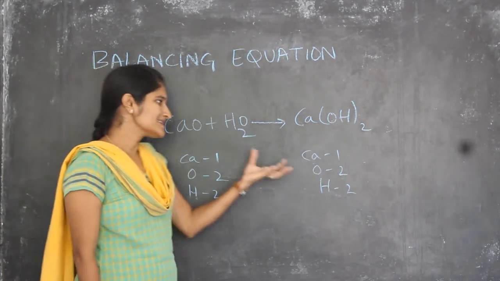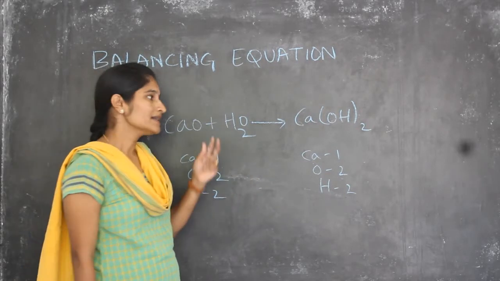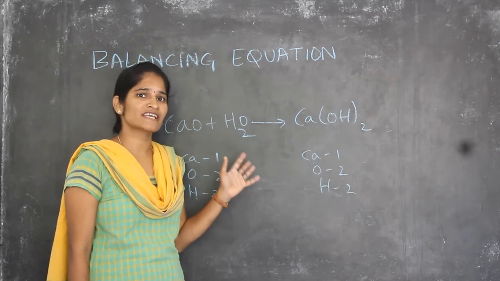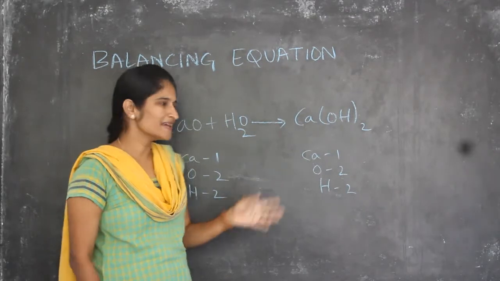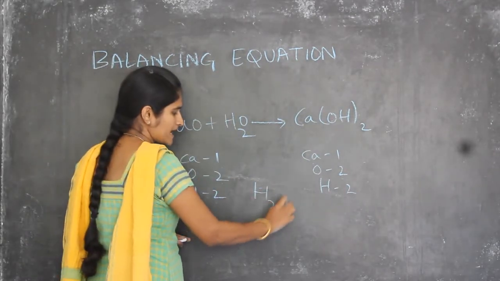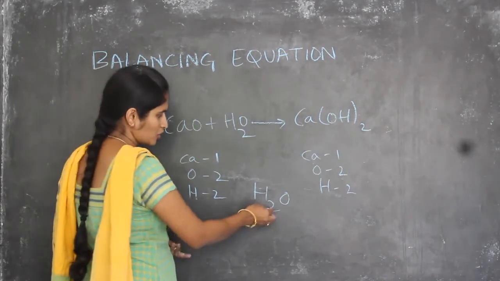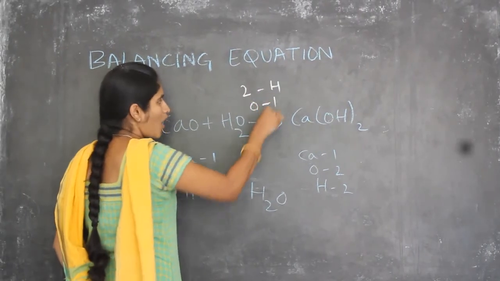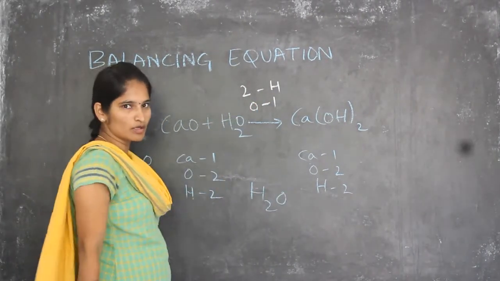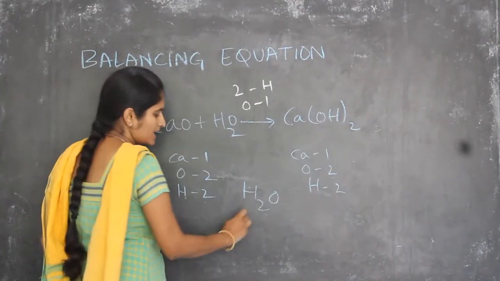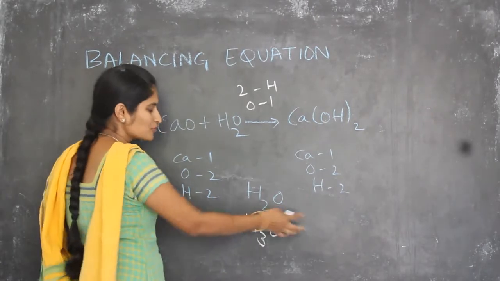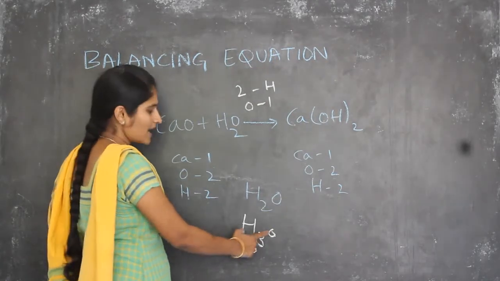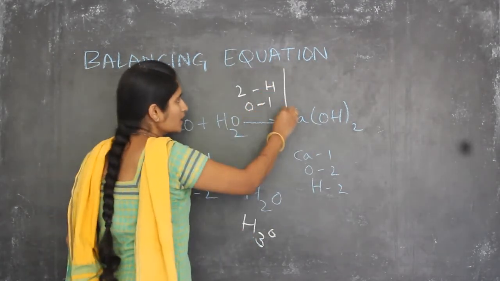Now while balancing chemical equations, we need to keep in mind that we add coefficients, but we should not change the ratio of the atoms. For example, take H2O. This is a ratio. For a water molecule to form, we need 2 hydrogen atoms and 1 oxygen atom. So when balancing, if you write H3O to balance hydrogens, this H3O has changed the ratio. Is it clear?